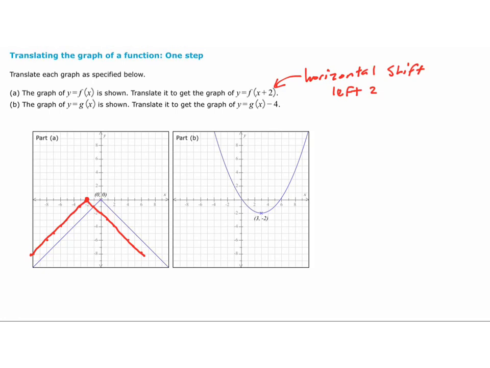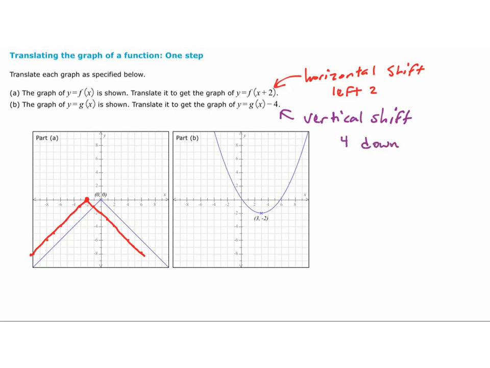In question B, it says the graph of y equals g of x is shown. Translate it to get the graph of y equals g of x minus 4. When the constant addition or subtraction is attached after the function and not directly to the x, in this case to the g of x, this is going to be a vertical shift. And in this case, it's a vertical shift that is 4 down.